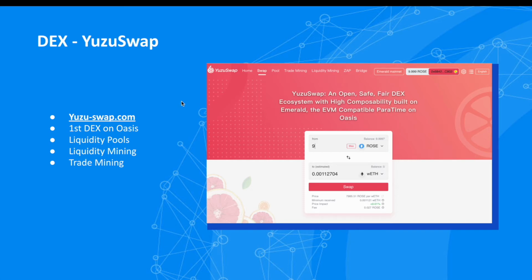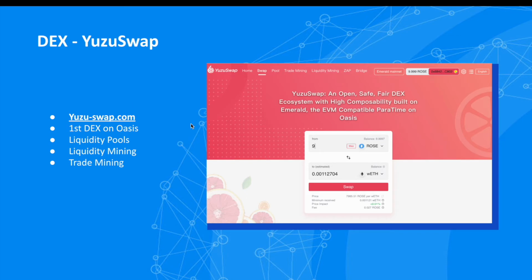What these DEXs also offer, for example Uniswap, is liquidity pools and liquidity mining, which means that you can become a liquidity provider, and you can earn some rewards, a good APY, for being a liquidity provider. That's pretty nice. There's also a feature called trade mining. When you trade, you also get some, almost like a cashback, reward back if you're using the swap. Pretty cool.